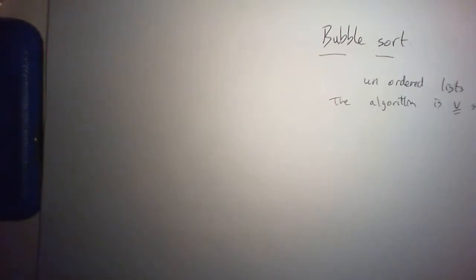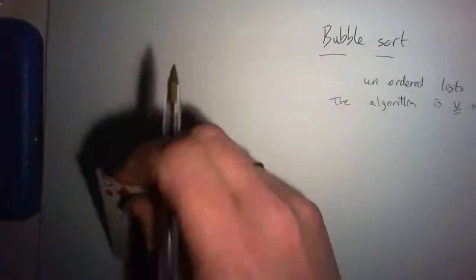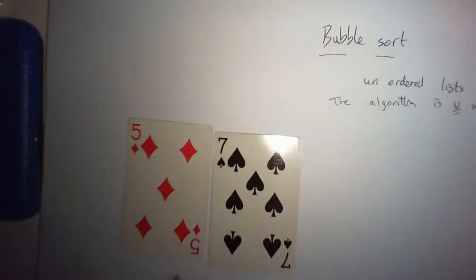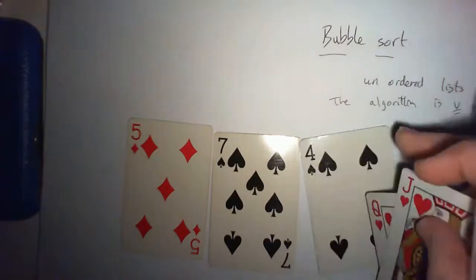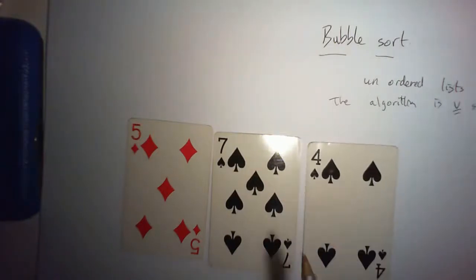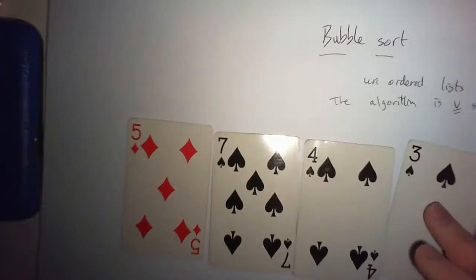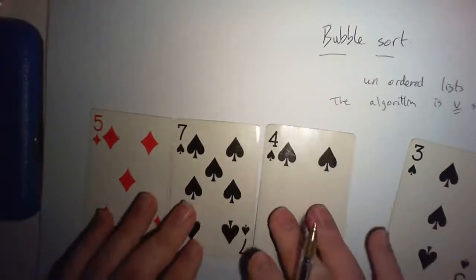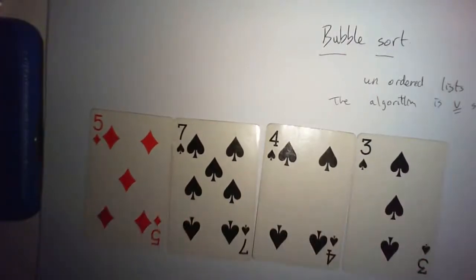So the idea is I'm going to use some playing cards here just to help us. So I'm going to pick some nice easy ones. 5, 7, 4, and 3. You can do this with any amount. I'm going to use some small, simple ones to do it with. So, obviously it's perfect for things like sorting things into numerical or alphabetical order.